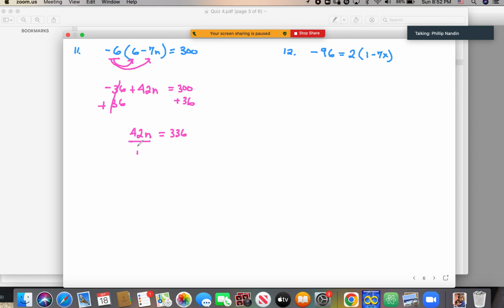And then I divide by 42 to get rid of the 42, because it's 42 times n. If I want to undo multiplication, I divide by 42 on both sides. I get 1 times n, which is just n. And then over here, 336 divided by 42, I'm going to guess.